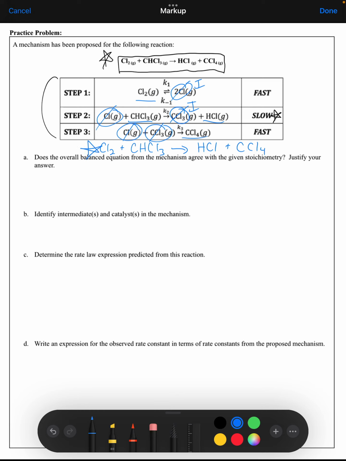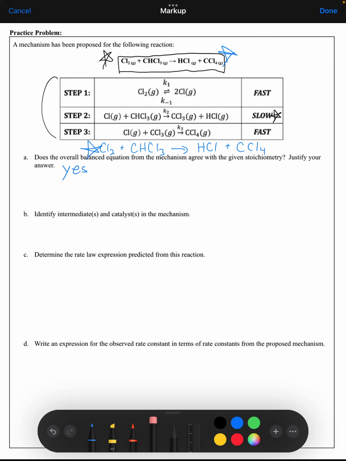Since this summed reaction matches with what we were given at the top, we can say for letter A overall, yes, absolutely this thing matches with the given stoichiometry, because when those 3 mechanism steps are summed together, you get the overall reaction that the problem gave. So, yes. And then my reasoning would be something that you could write down for that. All right. I'm going to go ahead and erase all of this fun stuff so that we can see everything when we do the rest of it.